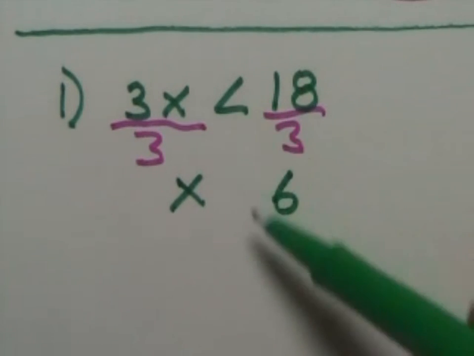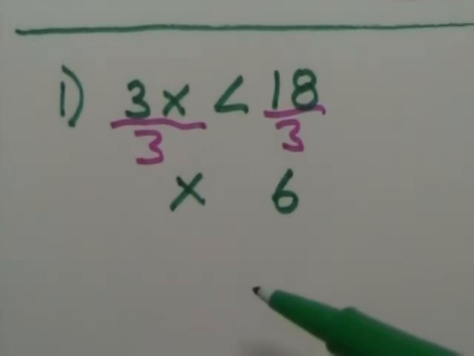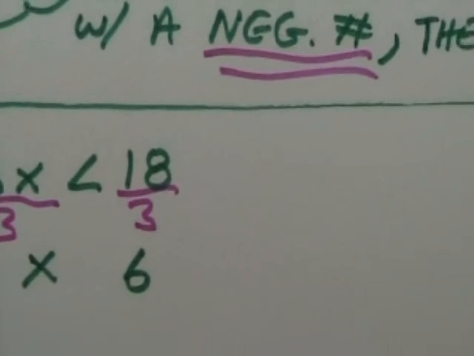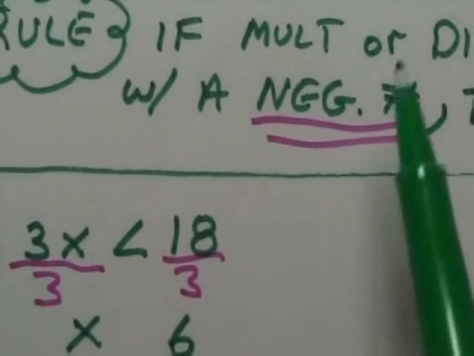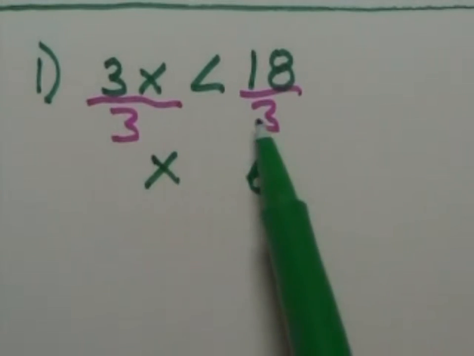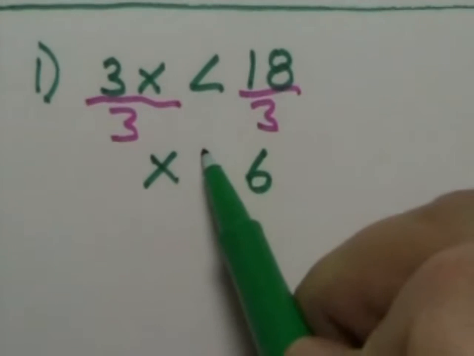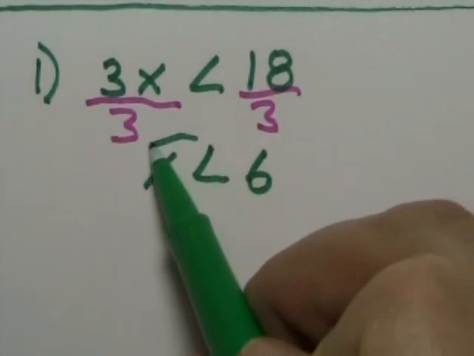Question is, do we reverse the arrow? Let's see, the rule is reverse the arrow if you multiply or divide both sides with a negative number. Am I dividing by a negative number? No. So you leave the arrow alone.